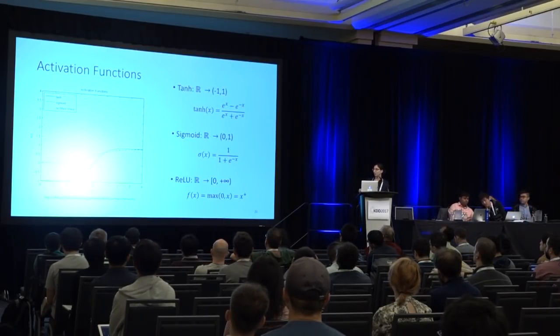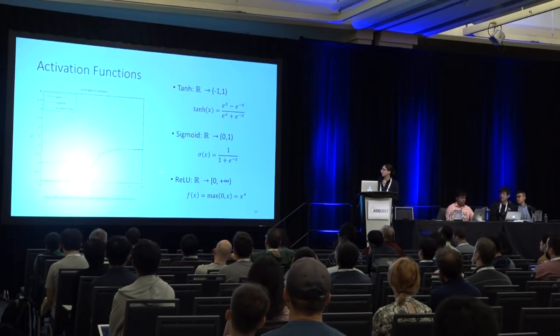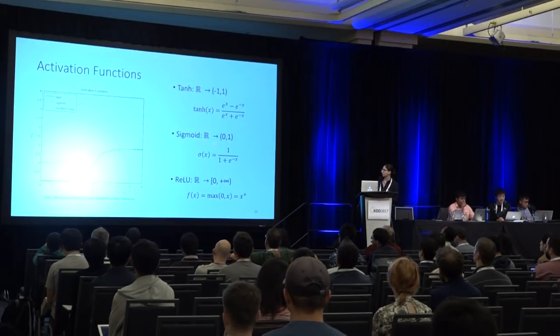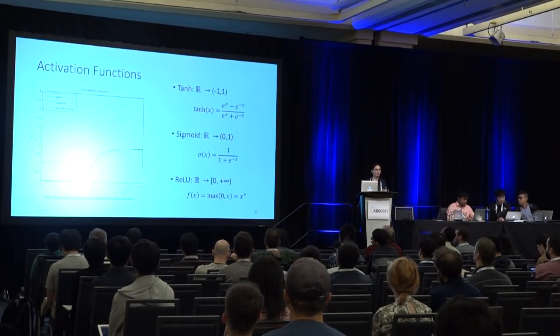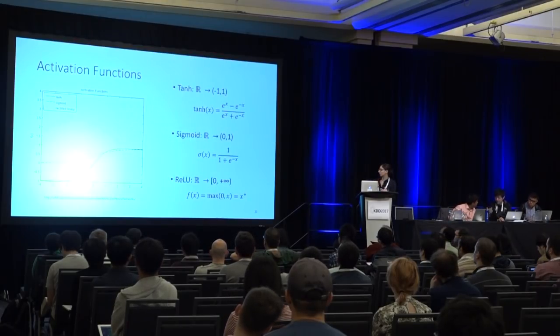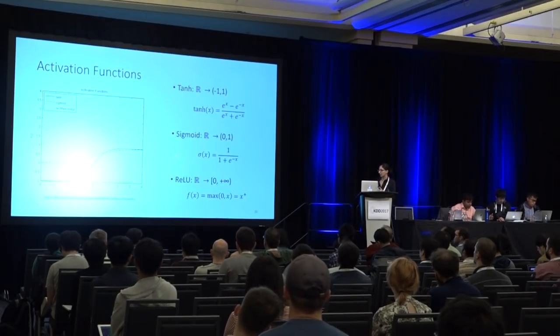So let me talk a little bit about some activation functions. Some common ones are plotted here. You have the sigmoid function, which maps a real number into the 0 to 1 interval, and it's often used, for example, at the final layer to map a real number into a probability. For example, if you have a binary classification and you're trying to do logistic regression at the end of your network.